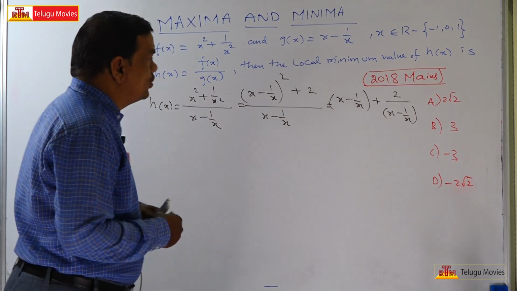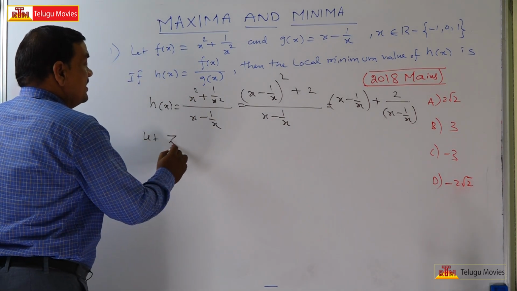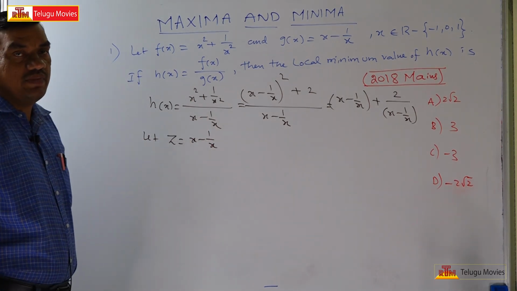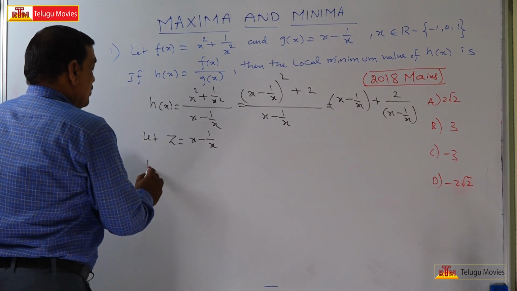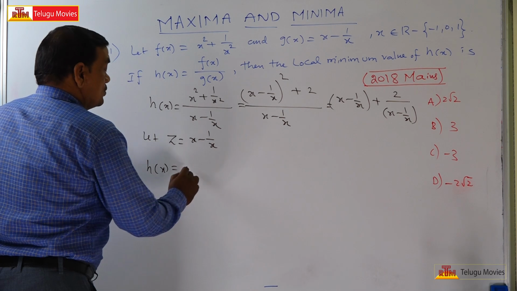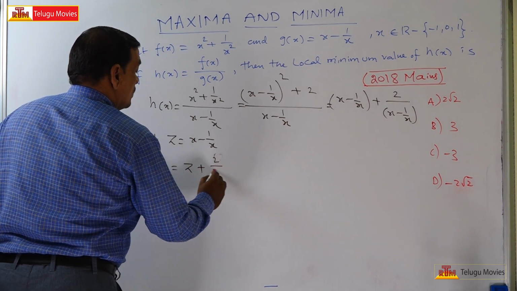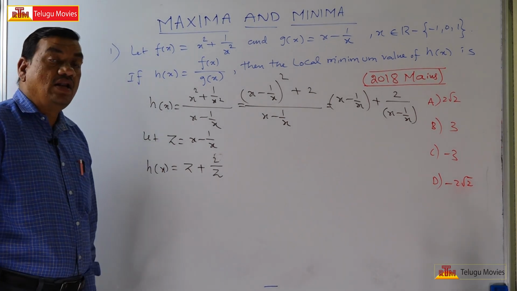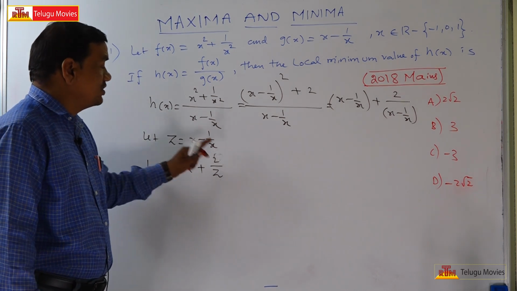Now to do this problem, let us say z is equal to x minus 1 by x, so that the problem will be reduced. Therefore your h of x will become z plus 2 by z. Here the z value cannot be equal to 0. Why? Because whatever value you substitute here.